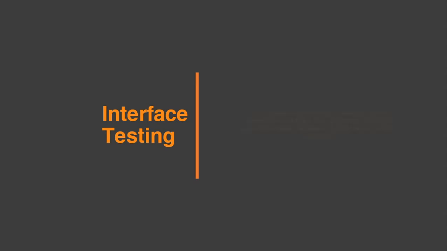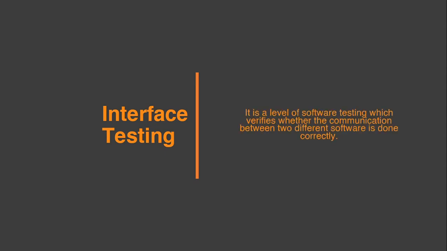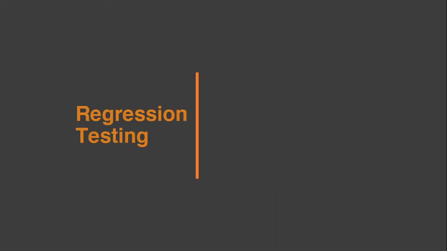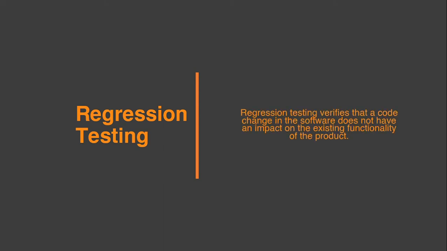Interface testing. It is a level of software testing which verifies whether the communication between two different software is done correctly. Last is regression testing. Regression testing verifies that a code change in the software does not have an impact on the existing functionality of the product. Now let's move to the non-functional testing.